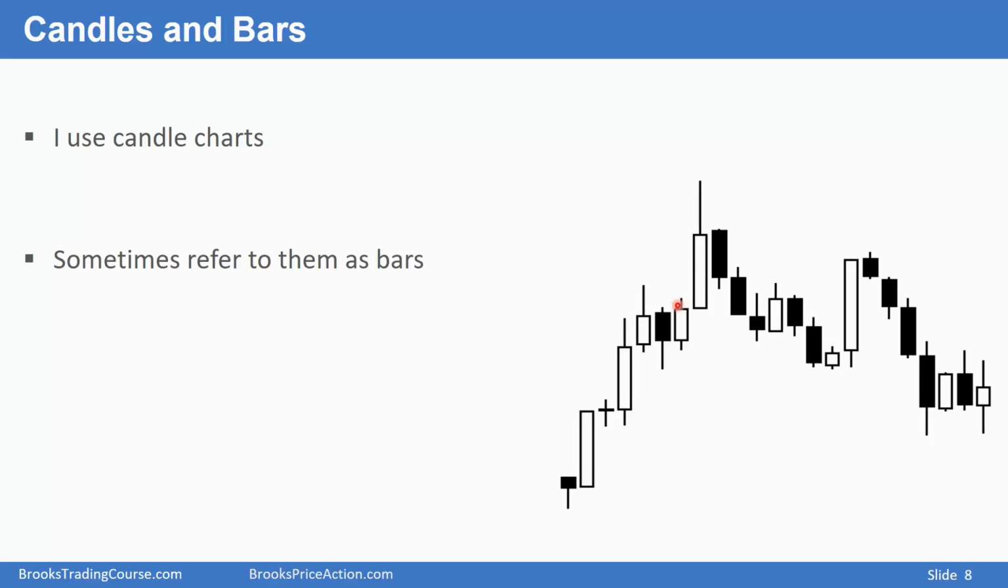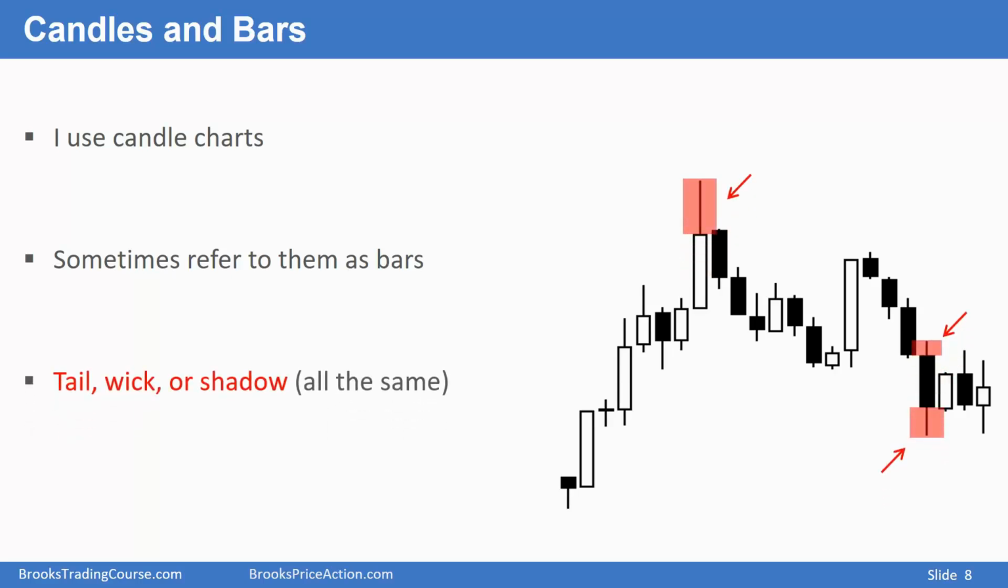This type of chart is a candle chart. I sometimes refer to each candle as a bar instead of a candle. And you'll see on a lot of the bars, there's a black line on top. Sometimes there's a black line on the bottom. White bars can have black lines on the bottom or on top. Black bars can have black lines on the bottom or on top. They can have them on top and bottom.